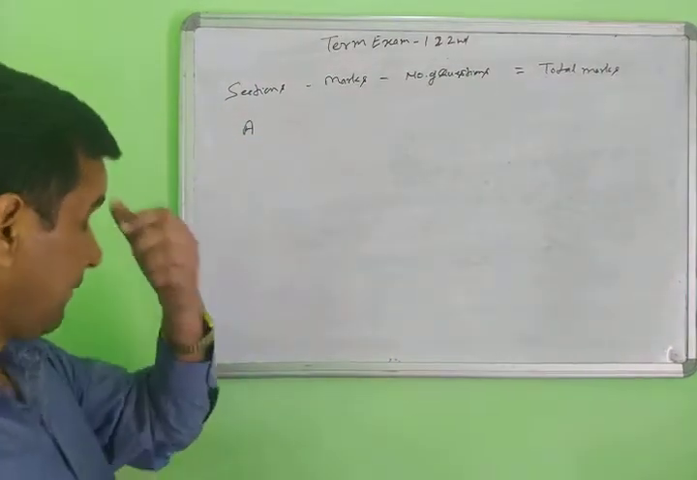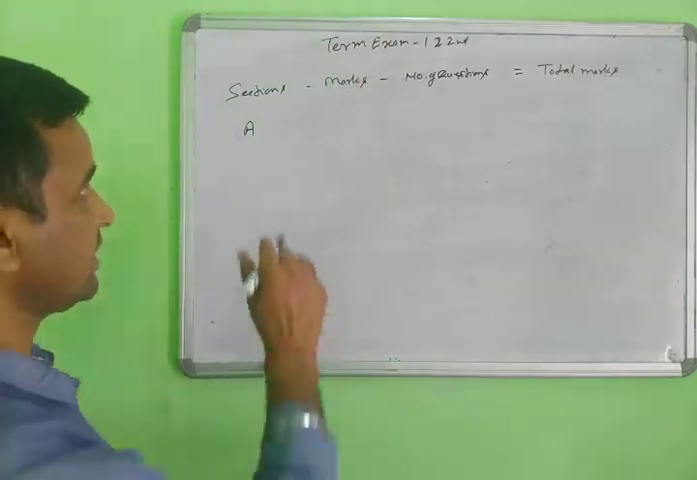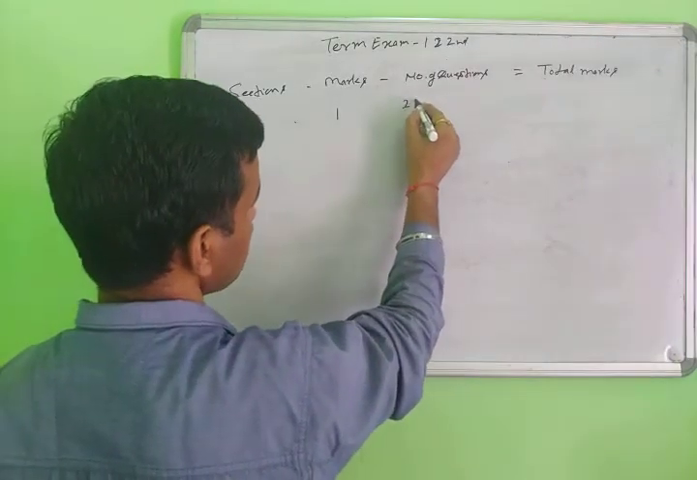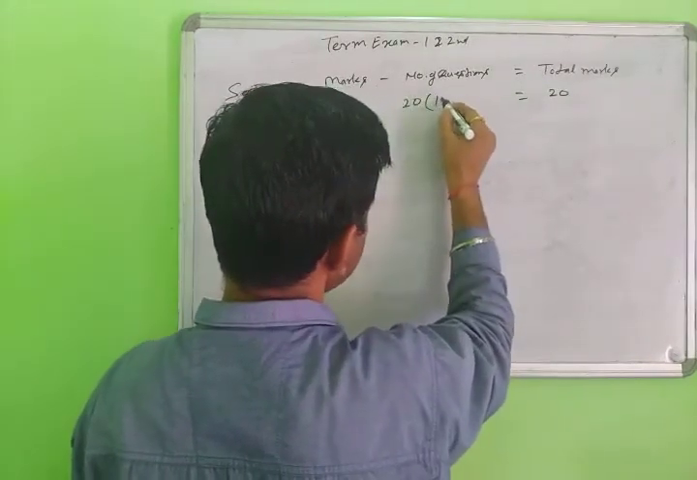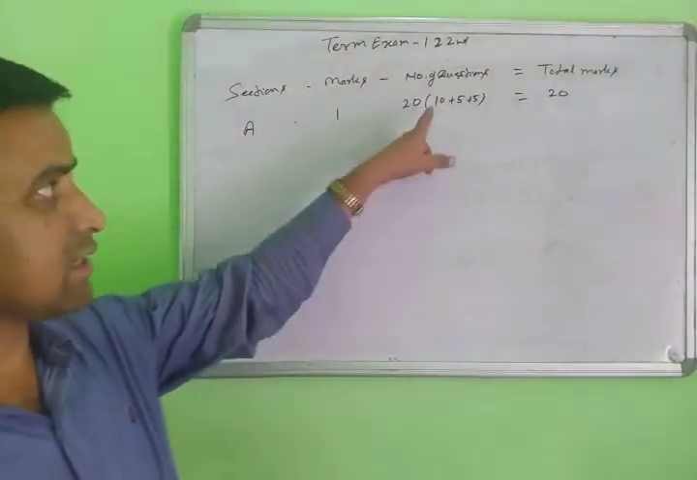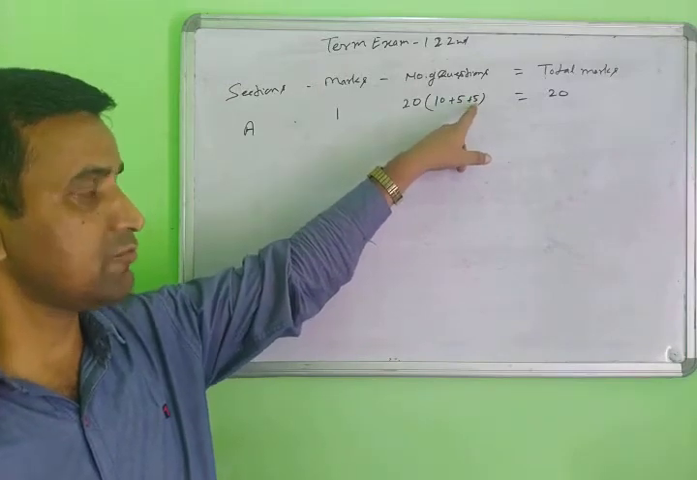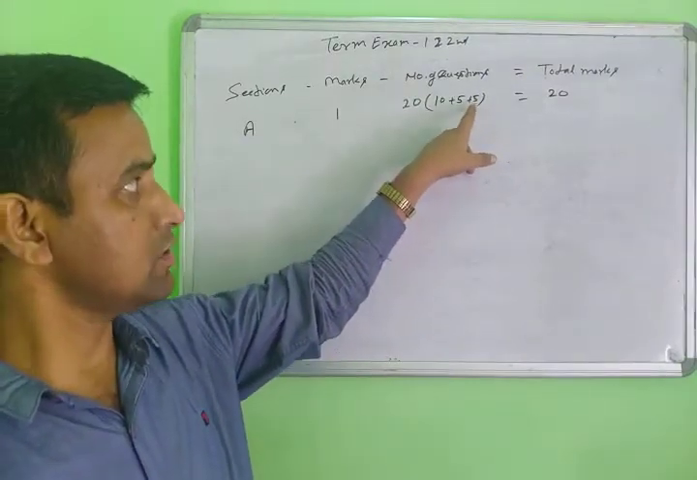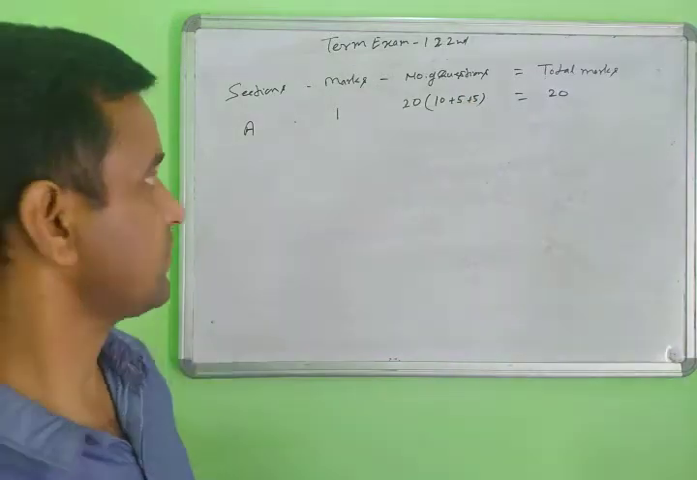This is the structure for the term exam only. Section A: the total number of 1 mark questions is 20, so the total marks will be 20. This will be divided into 10 plus 5 plus 5. That means 10 questions are objective type, 5 questions are fill in the blanks, and 5 questions are very short questions in solving. All of them are 1 mark questions, but very short questions in solving.